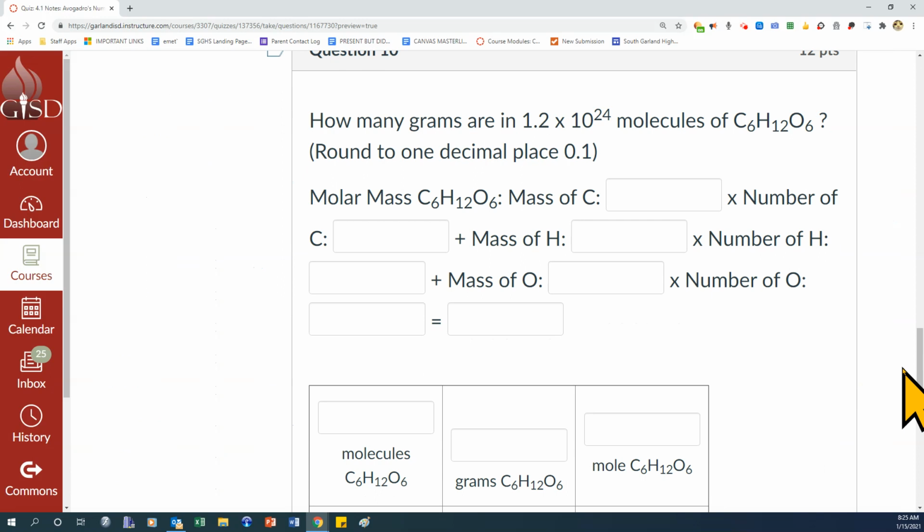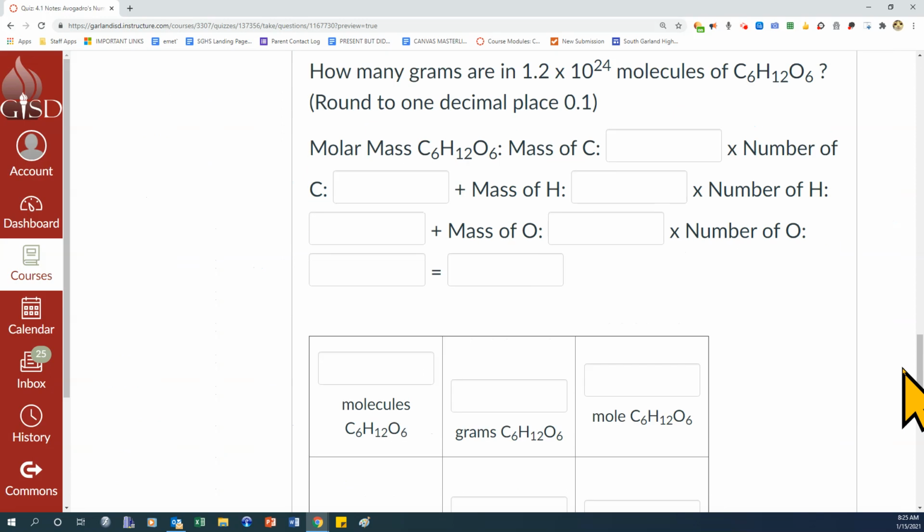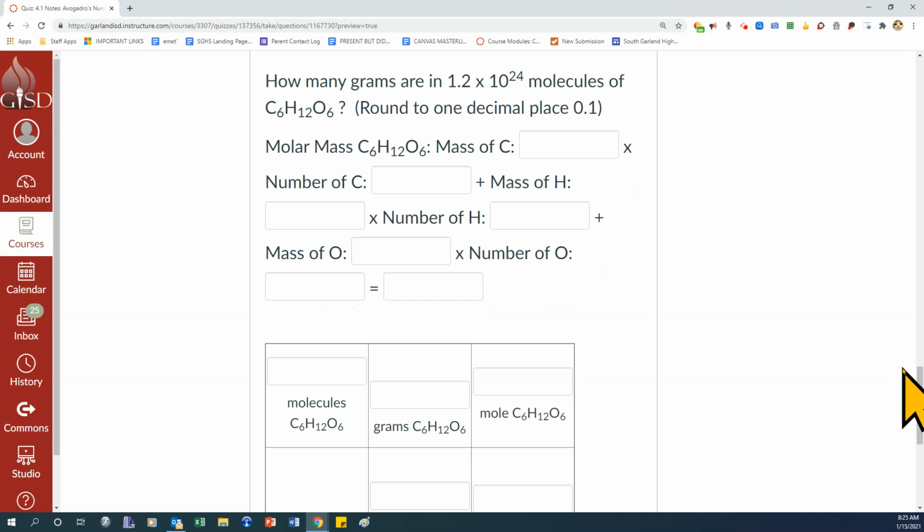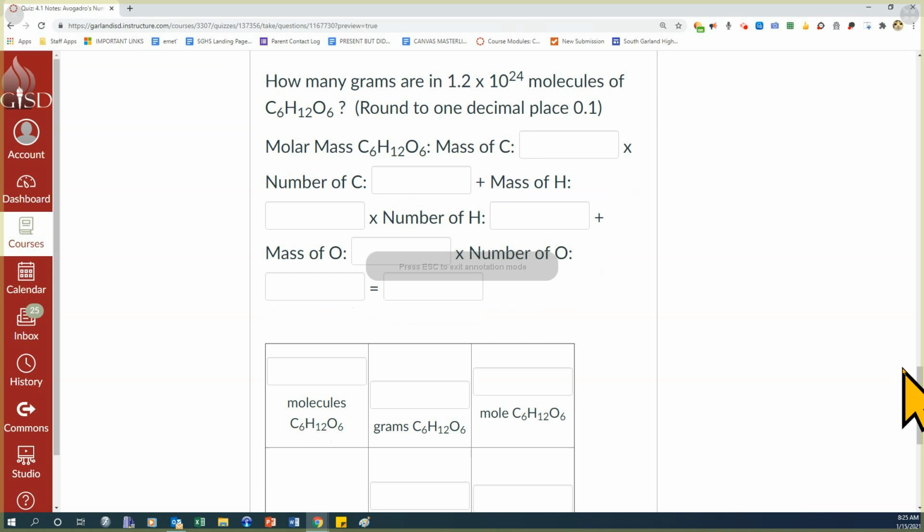Where's the problem? All right, here we go. It's not going to fit. Let's make it smaller. Close enough. You'll just have to squint. The question is, how many grams are in 1.2 times 10 to the 24th molecules of C6H12O6?